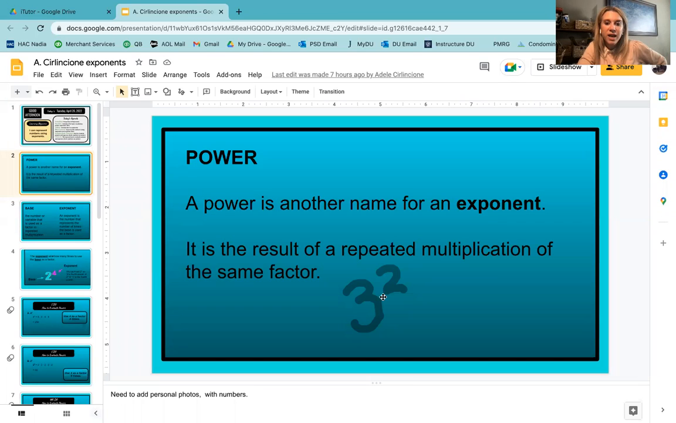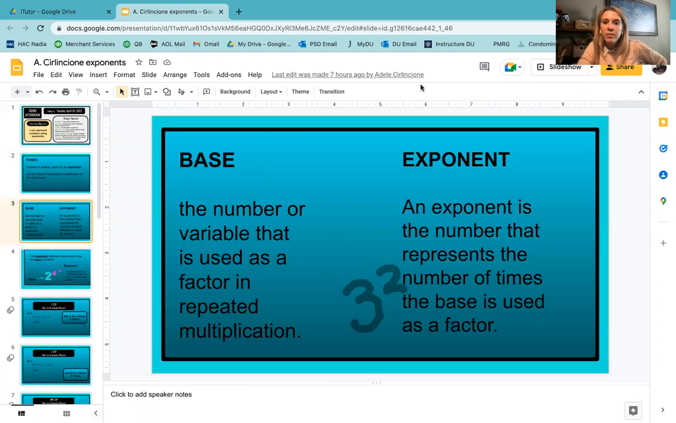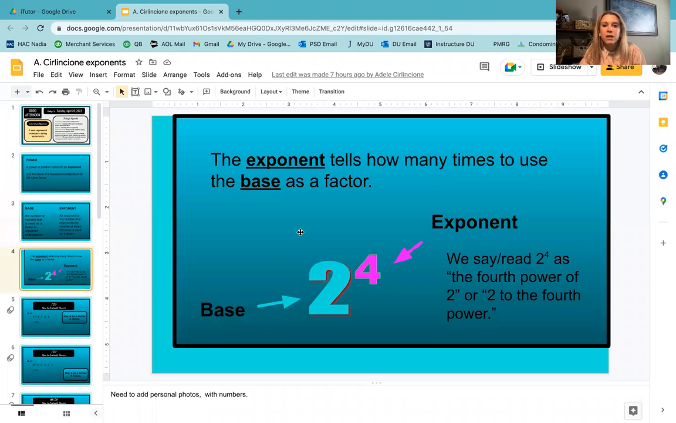Now that 3 is actually a base. So in math here, the base is the number or variable that is used as a factor in repeated multiplication. And then once again, exponent is the power. It's the number that represents the number of times the base is used for a factor. So the exponent, the power, tells us how many times to use the base as a factor.